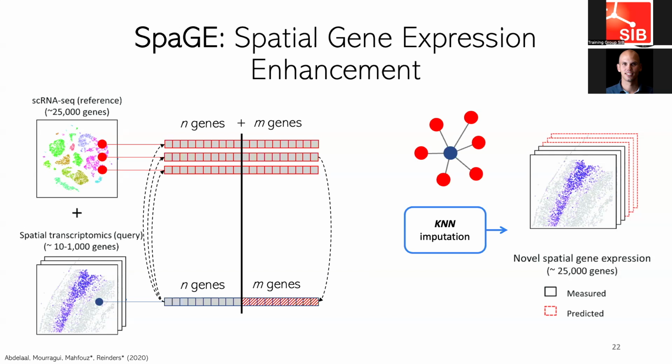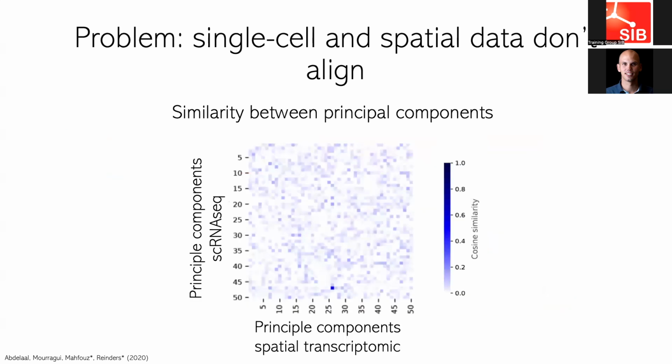That sounds quite easy, but then you get to the problem that these data sets live in completely different spaces. What I'm showing you here is the cosine similarity between the principal components of the spatial data and the principal components of the single cell data. You see that the cosine similarity is in general quite low, so these data sets are not aligned. If we now use the trick that I just showed with the KNN imputation, we will get garbage.